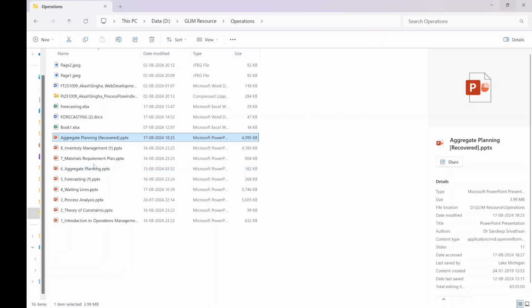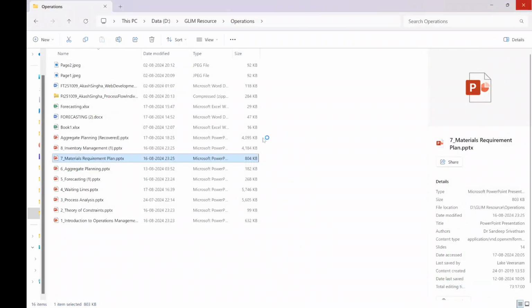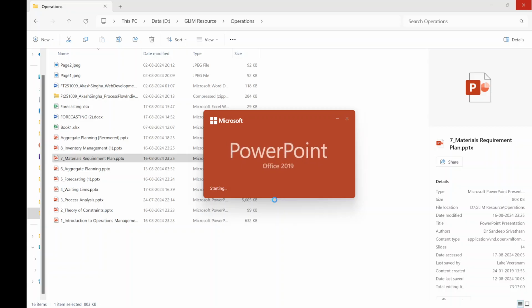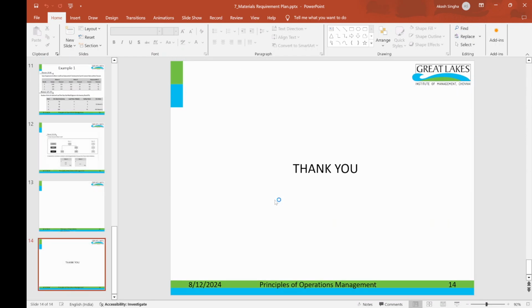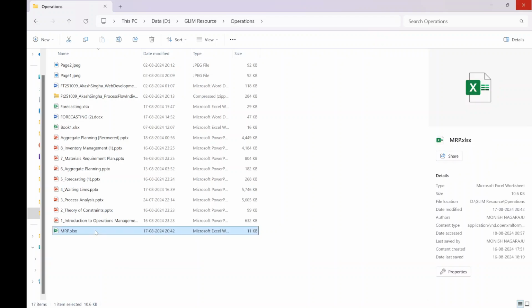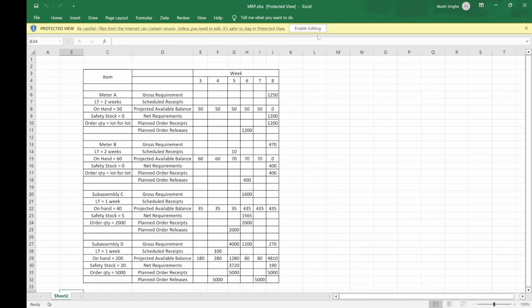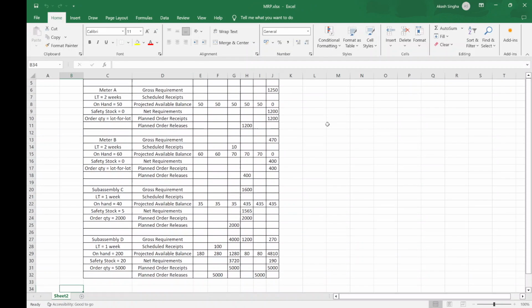Now come MRP and inventory management. So aggregate planning is done, I guess. Yeah. MRP, the solution, I think. So for MRP, I didn't have the solution, so this is Monish's solution. Let's see what we have to do.